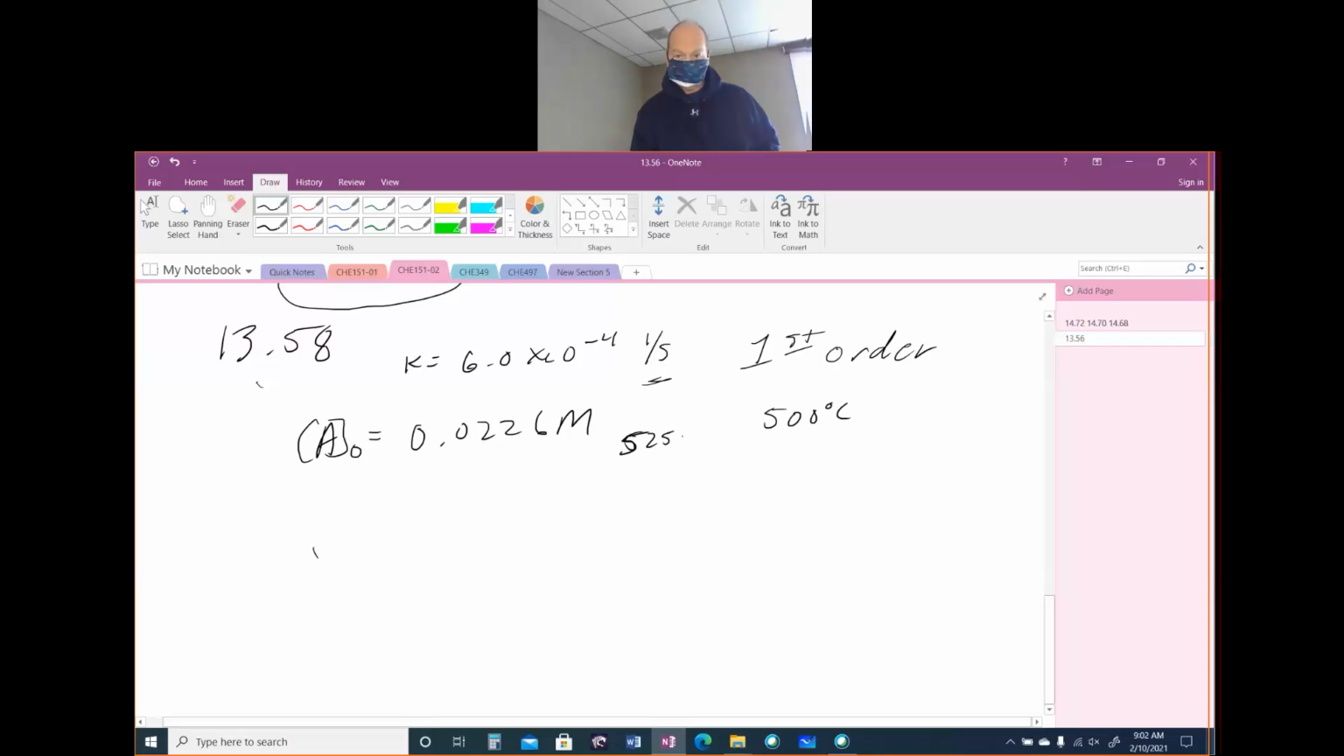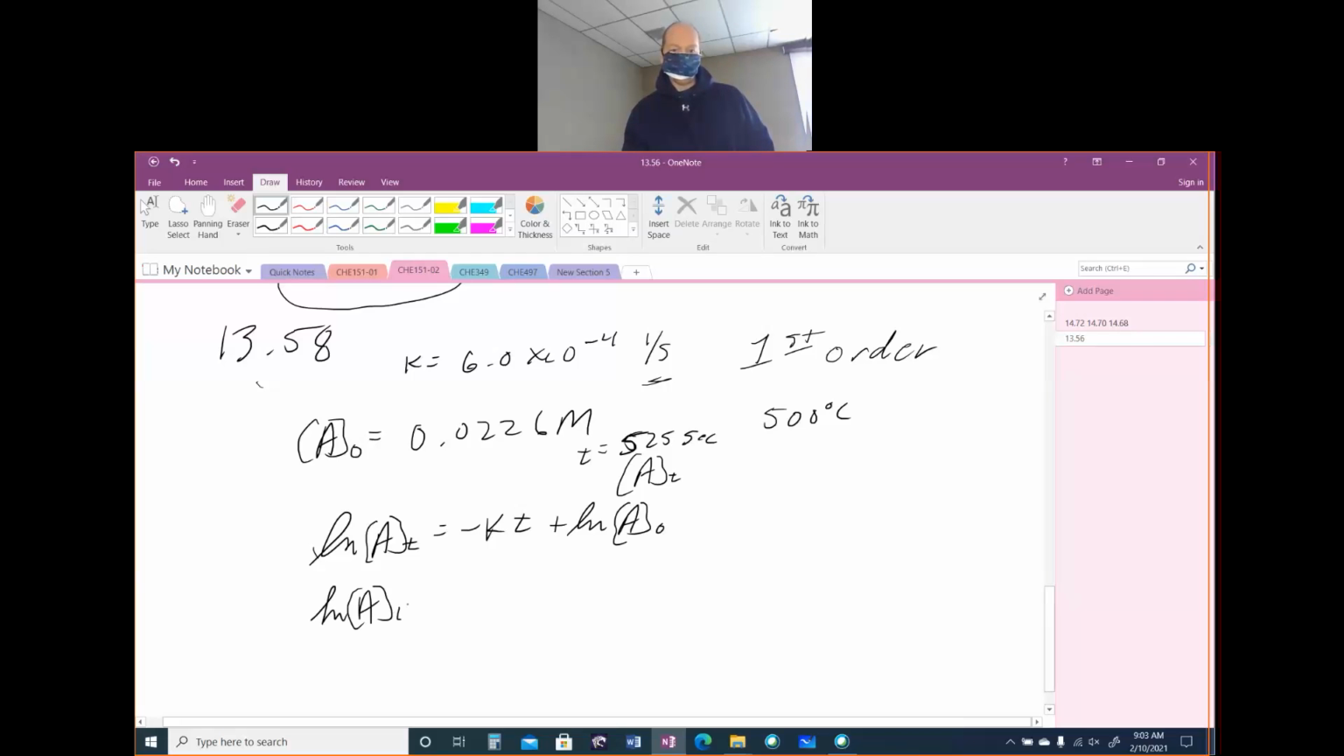So after 525 seconds, so when t is equal to 525 seconds, I want the concentration of A at that time. All right, so since we know it's first order, you're going to be given your equation sheet as on Moodle. And so it is the ln of A at time t is equal to negative kt plus the ln of A initial. All right, and so there is your first order rate law equation. You're given everything, you just plug it in, push the buttons on your calculator correct, and you will have your concentration.